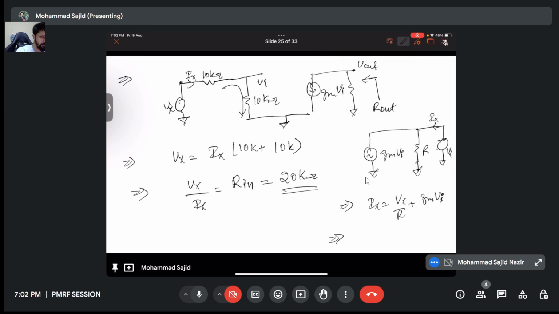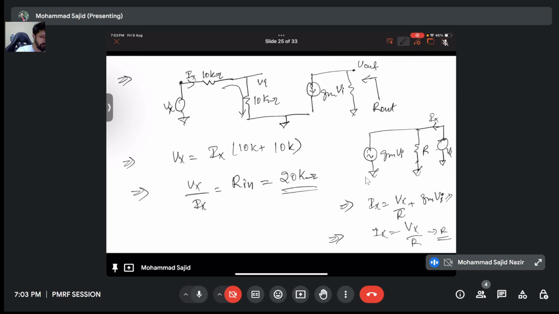Now look here. When I said that when you calculate the resistances, you need to short every other source. So now Vi will go to zero because your input signal will go to zero. So it will simply be Vx by R. That means your output resistance will simply be R. So the circuits can be complex, but you can use this directly.